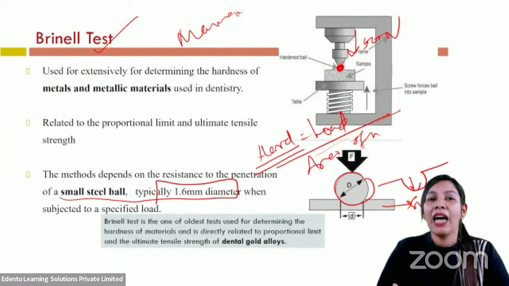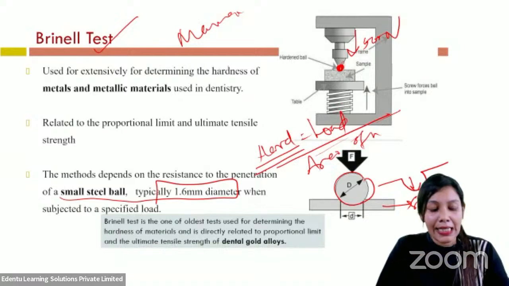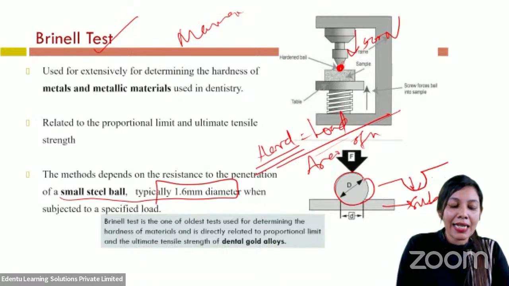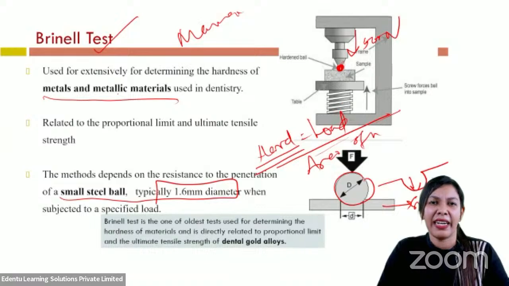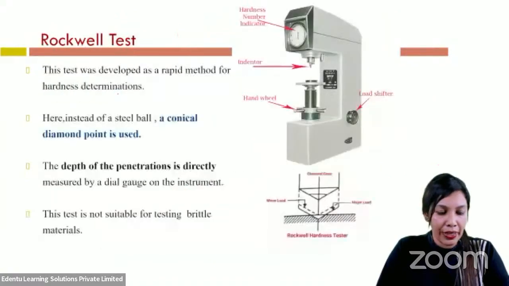So how do we calculate hardness? The load which we apply to that of the area of indentation. Another important thing, Brinell test is only used for metallic and metal-based materials in dentistry. Brittle materials are not used. That is why we call it a macro hardness test, where we apply it only for the metal and metallic instruments or appliances in dentistry.